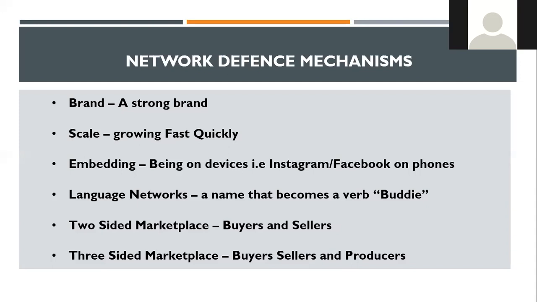Language networks, where the brand becomes a verb, such as Buddy. Econet introduced Buddy, and it became synonymous with prepaid lines, so everyone says, tenga Buddy, even if they mean NetOne. That's how you become popular, and the network just spills over from there. Then you have your two-sided marketplace, buyers and sellers, e.g. your eBays and Amazons. Three-sided marketplaces are multi-sided platforms with buyers, sellers, and developers. There's a lot happening there.